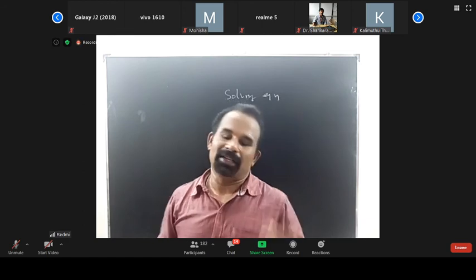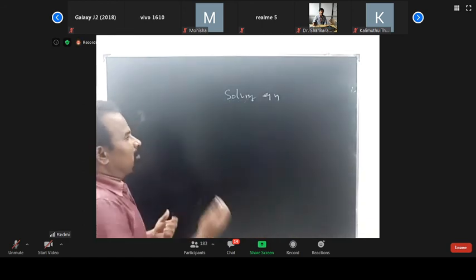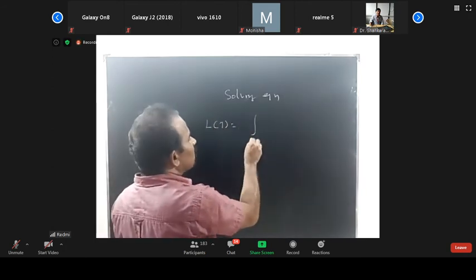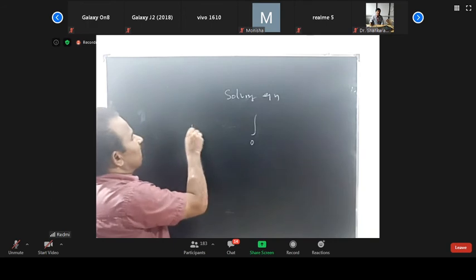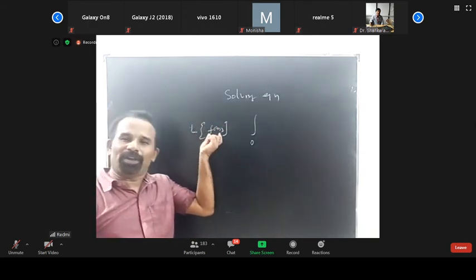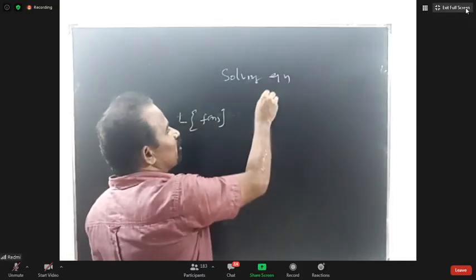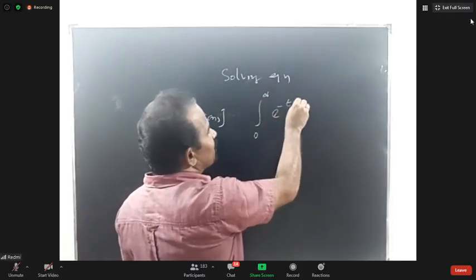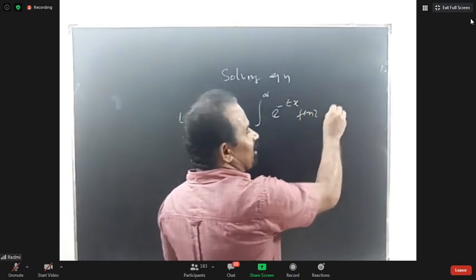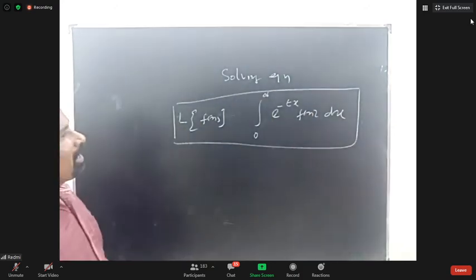Yes, sir. Here we have a certain transformation, that is Laplace transformation. You know that this is equal to the Laplace transformation of a certain function f of x. This is a known function, L of y or something like that. This is nothing but the integral from 0 to infinity of e power minus tx into f of x dx. This is a very simple transformation.